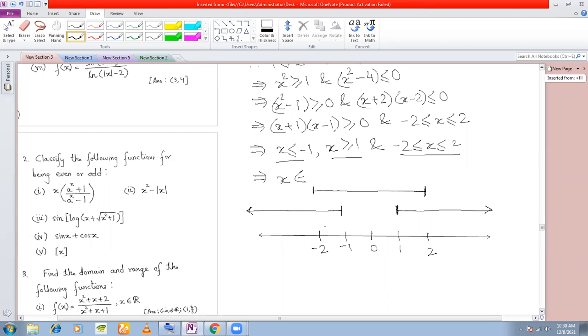If you see, x can lie between -2 and -1, inclusive of -2 and -1 also. What is the next interval where x can lie? This one, 1 to 2. That means [1, 2], a closed interval, because x can take the value equal to 1 and equal to 2. Okay, fine.